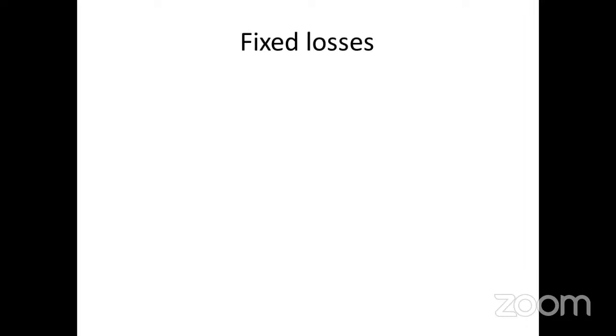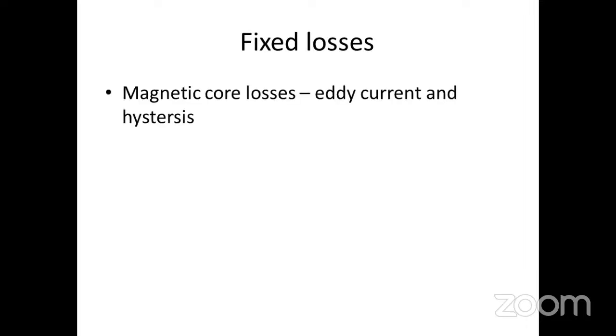What are fixed losses? Fixed losses mean that whether the motor runs on no load or full load, whatever it may be, these losses will be constantly incurred in a motor. For example, magnetic core loss. Magnetic core loss has two components: one is eddy current and the other is hysteresis. Hysteresis loss is nothing but magnetizing and demagnetizing, which happens for every cycle of the alternating current, sir.